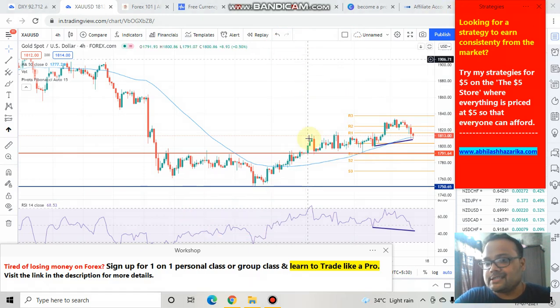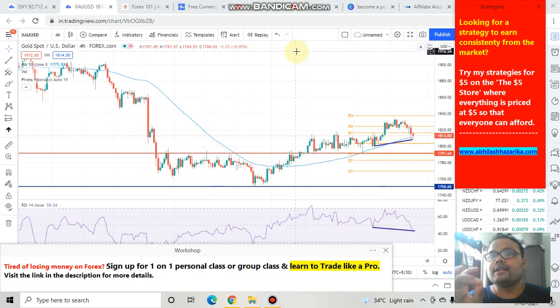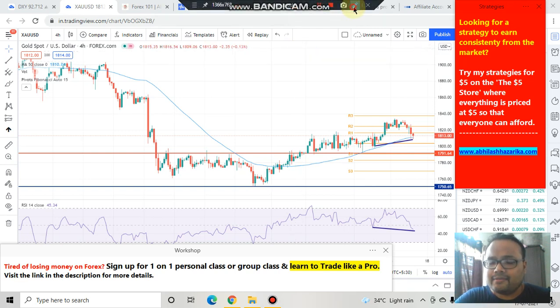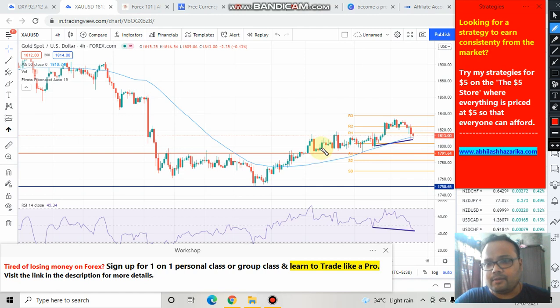And right now we can see that this is the 50 moving average, and during the last trading session, the market just closed above the 50 moving average, and previously we have seen gold taking support at the 50 moving average. So it will be very important for us to observe the market at the market opening on Monday. So let the market open on Monday and then just observe how the price is doing.